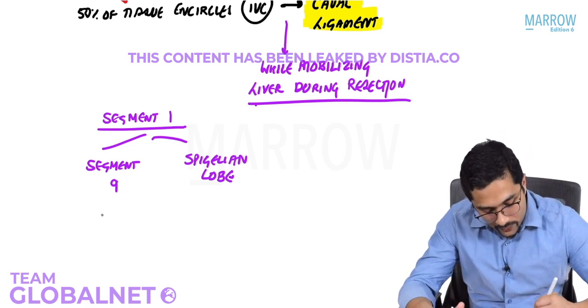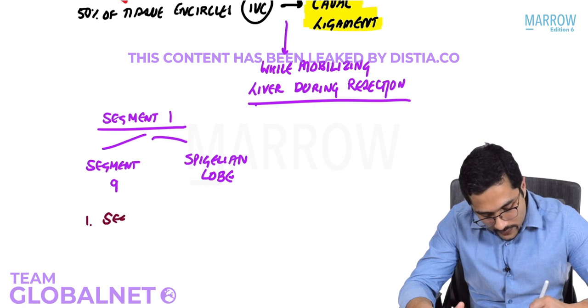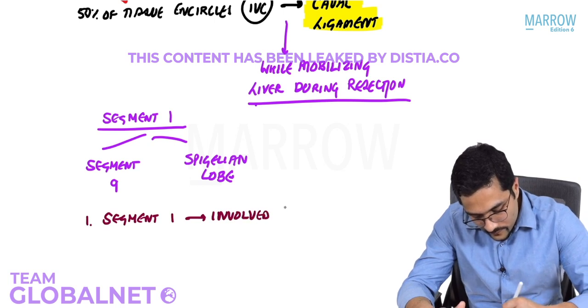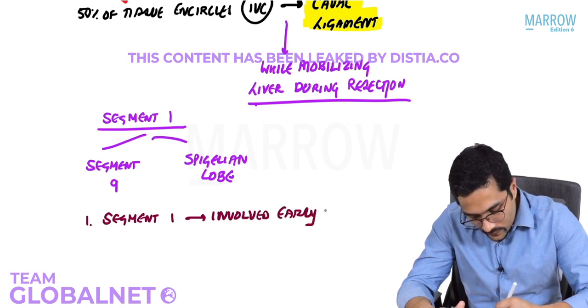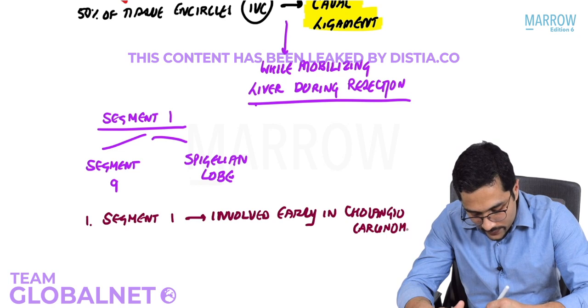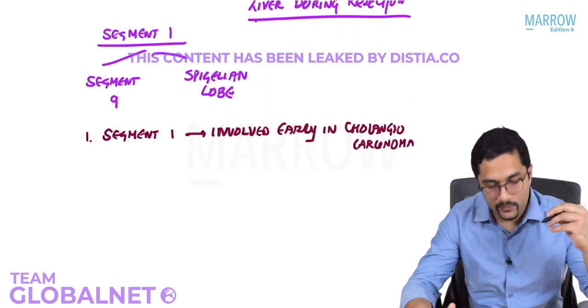Number 1, segment 1 is involved early in cholangiocarcinomas. This we'll talk about in detail when we talk about cholangiocarcinomas.